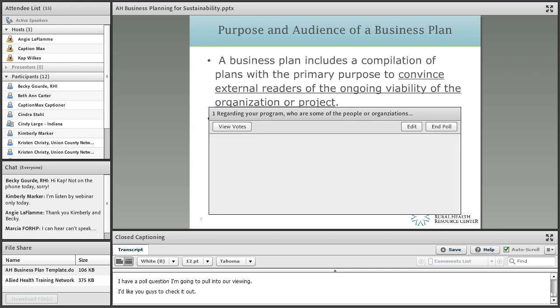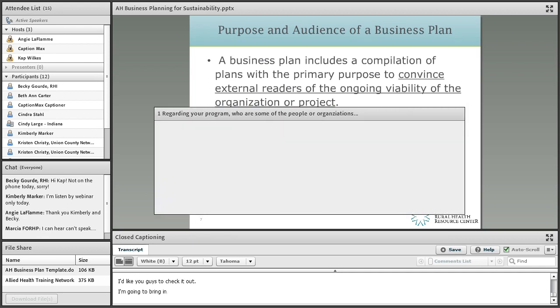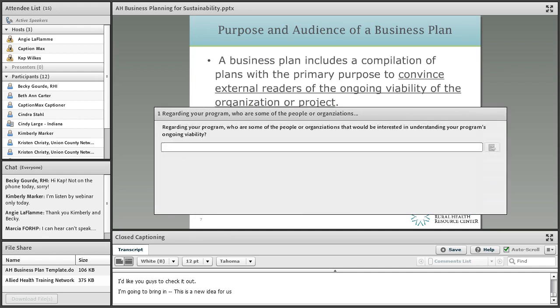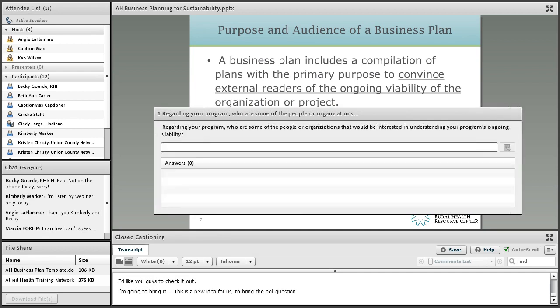And we'll be building on that conversation and thinking as we go through this presentation. I want to highlight that a business plan is really this compilation of plans. Its primary purpose, though, is to convince external readers of the ongoing viability of the organization or your project. So why do you write a business plan? You're writing the individual plans to help make decisions and move the organization forward.